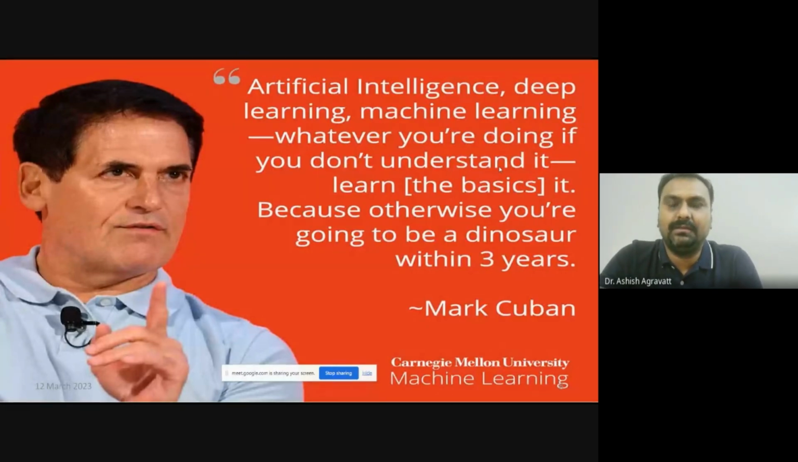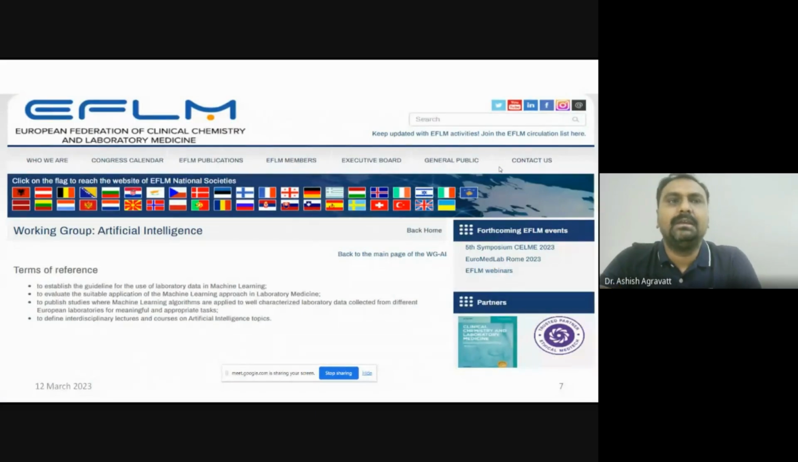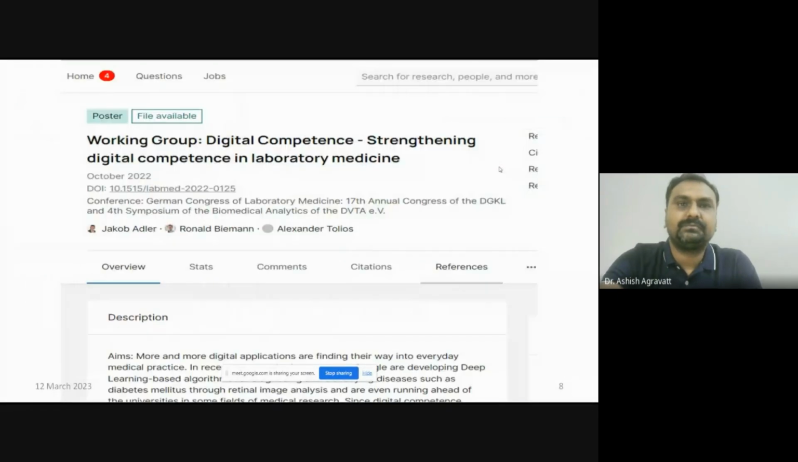This is why, as laboratory professionals, we should learn about artificial intelligence. We may not be able to perform it or do it ourselves, but at least we should know the basic concepts behind artificial intelligence, so we can apply it in our day-to-day practice in laboratory medicine. Even the European Federation of Laboratory Medicine, EFLM, has introduced a working group on artificial intelligence. Also in Germany, the digital group has made a working group for strengthening digital competence in laboratory medicine.